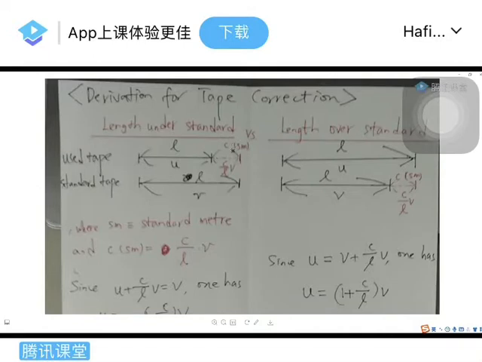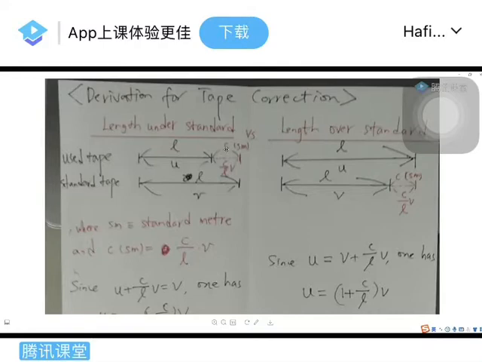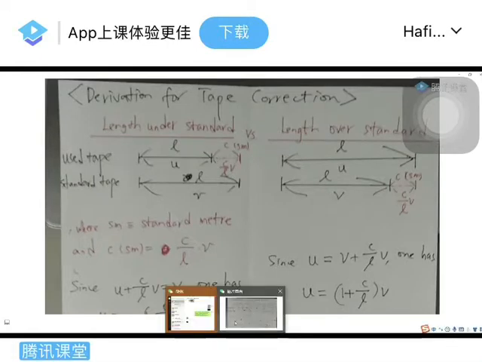In the book, you can see L is the standard tape. C means this C is in the tape, the unit of the standard tape. So this C will be the reading from this tape L. So you'll see your reading. For example, if this tape measures this one, it might be like 0.2 meters, something like this.